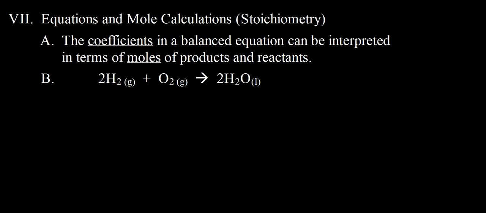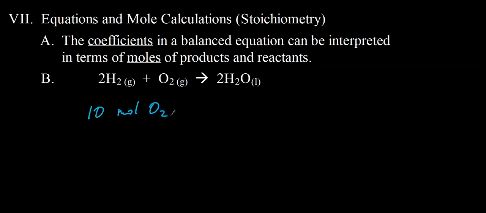The coefficients in a chemical equation not only represent the relative number of particles involved in the reaction, but also the relative number of moles of those substances involved in the reaction. So coefficients, interpret them as moles. So we have 2 moles of hydrogen that react with every 1 mole of oxygen to produce 2 moles of water. Now let's say you had 10 moles of oxygen.